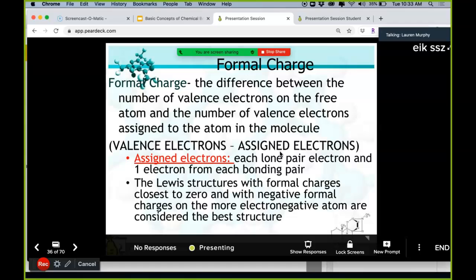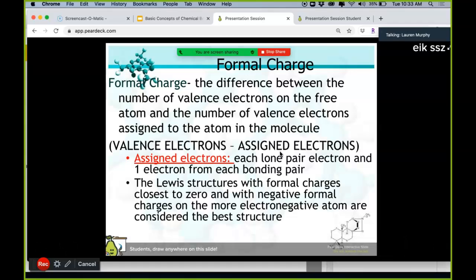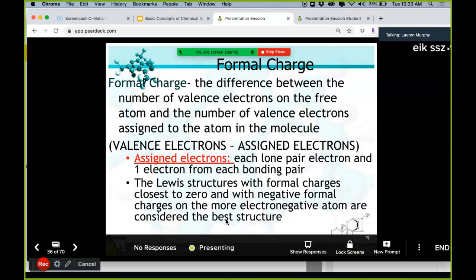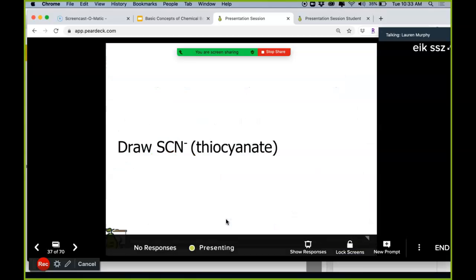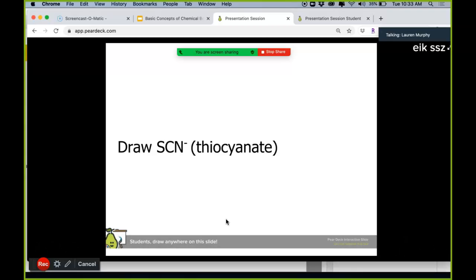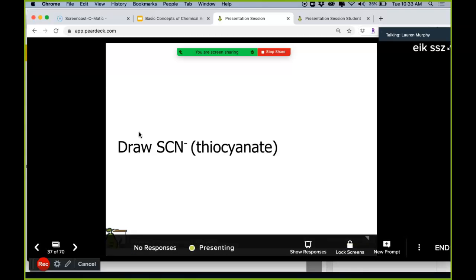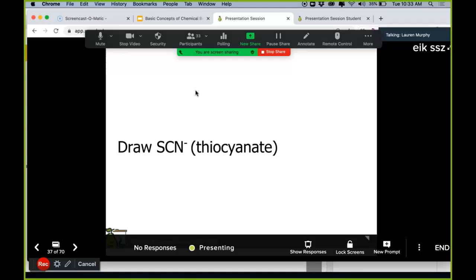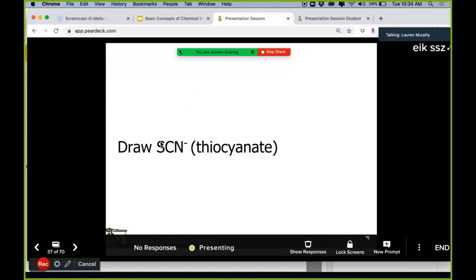Okay, so formal charge is all about adding and subtracting. I am not going to read this to you. This is how it works. We're just going to practice. Okay? So I want you to try to draw thiocyanate. Thiocyanate is SCN minus, okay? And it goes in this order. So draw the S, draw the C, and draw the N. So S, a C, and an N.